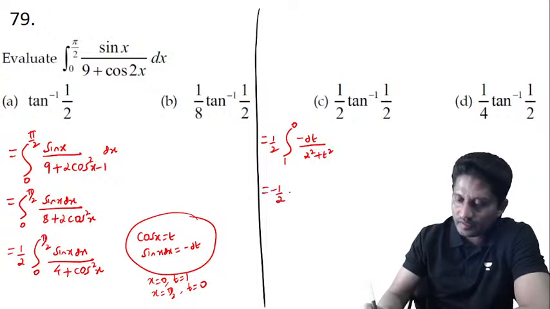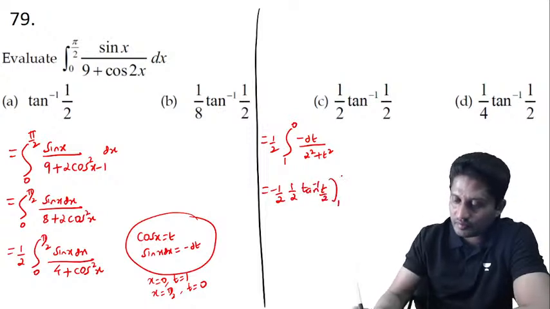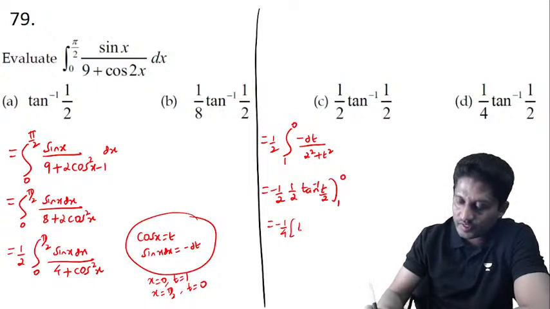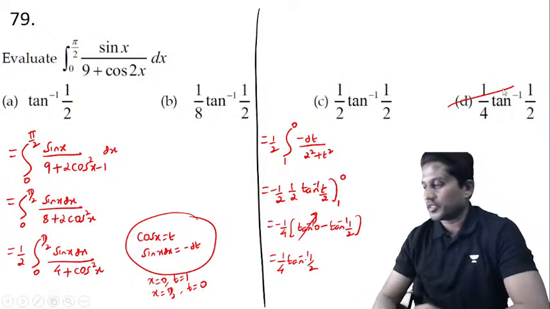So this is minus half. A square plus x square is 1 by a tan inverse of x by a. Tan inverse of t by 2 between the limits 1 to 0. 1 by 4 tan inverse of 0 minus tan inverse of half. Okay, tan inverse of 0 is 0, minus and minus is plus. 1 by 4 tan inverse of half. Okay, answer is option D.